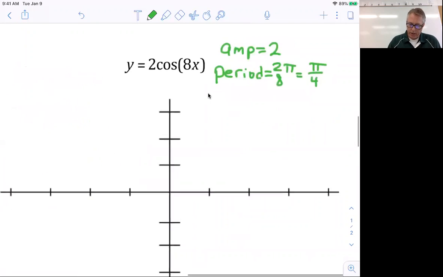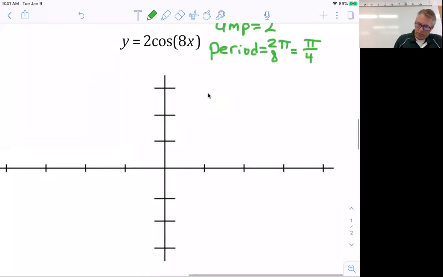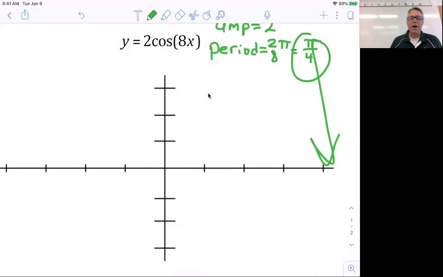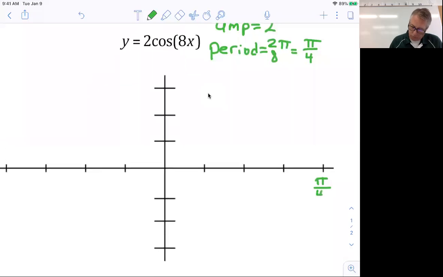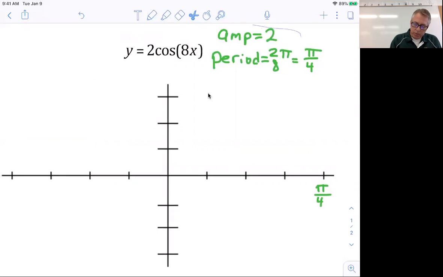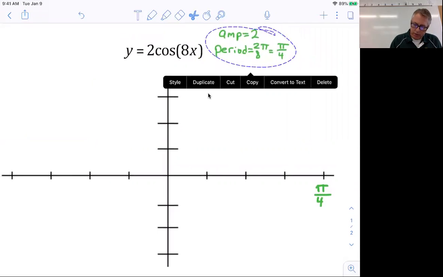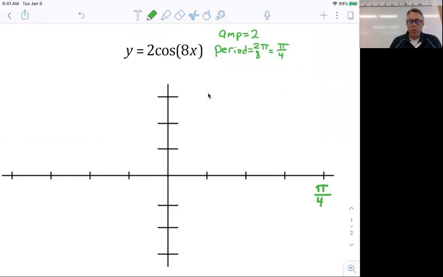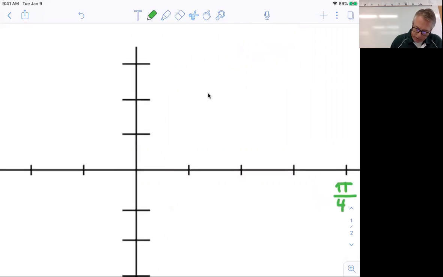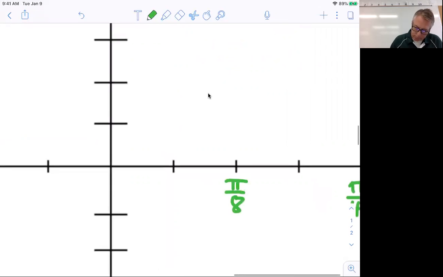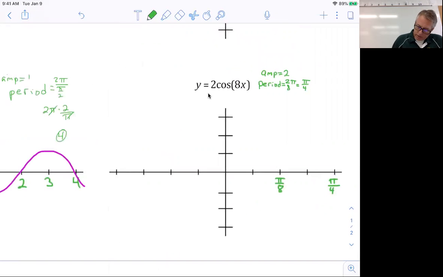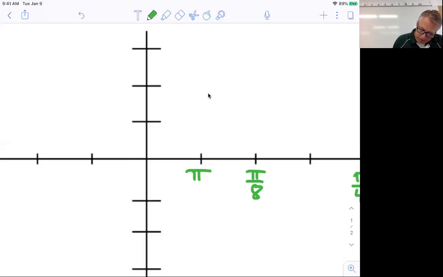All right, so we know we have our amplitude and our period is pi over 4. The period always goes on that fourth notch. So that means the fourth notch is pi over 4. If this goes too quickly, please just tell me to slow down, because I know sometimes you're writing and listening at the same time. So I'm going to take half of pi over 4. Now remember, to take half of something, you can always just multiply the denominator by 2. So that's going to be pi over 8. And then I'm going to take half of that, and that's pi over 16.